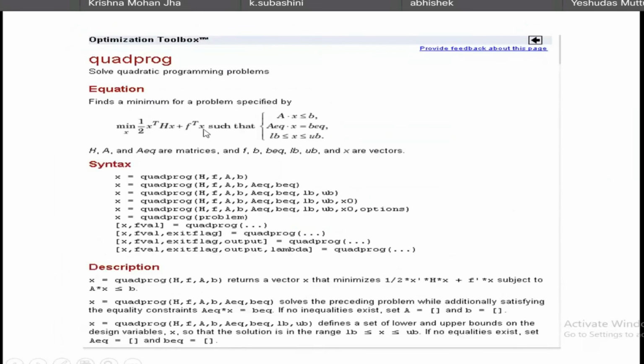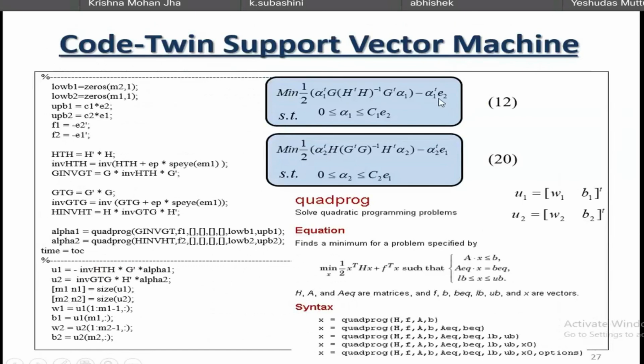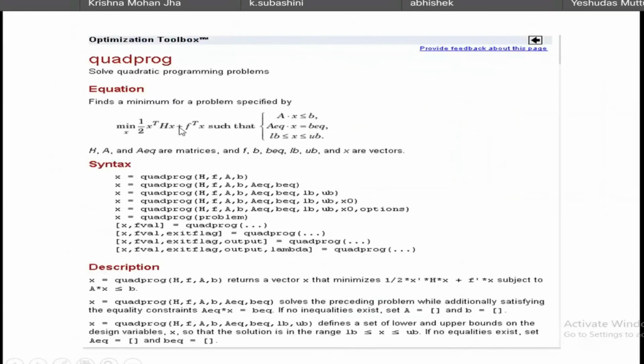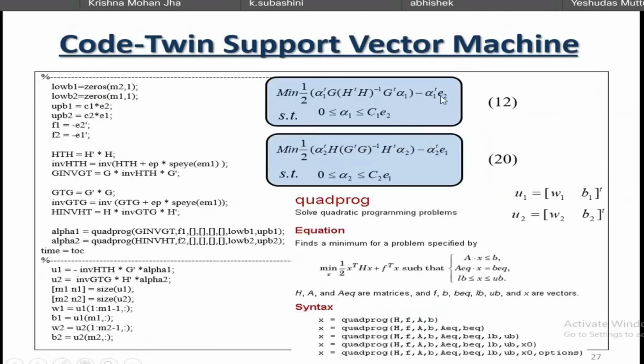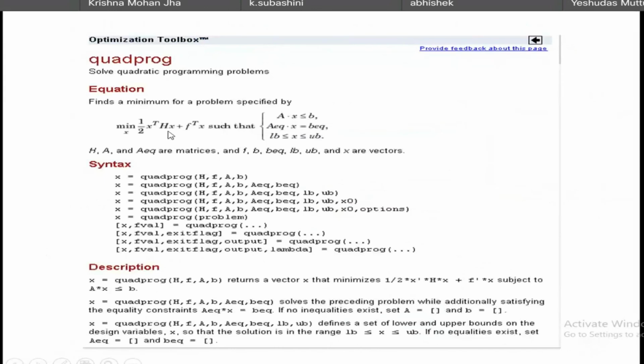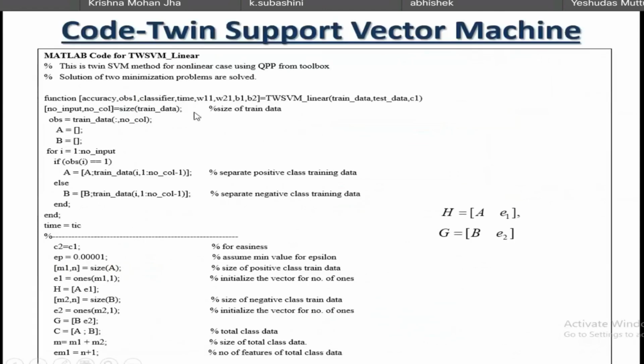In that case, because this is f transpose x, and here we have alpha 1 transpose e2, you can write it as e2 transpose alpha 1. When you write e2 transpose alpha 1, obviously this f is nothing but minus times e2 transpose, because here you see plus. So you just relate this particular term with your problem, and you can solve this particular problem.